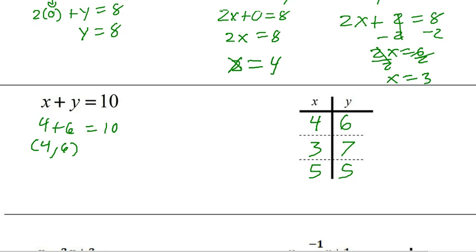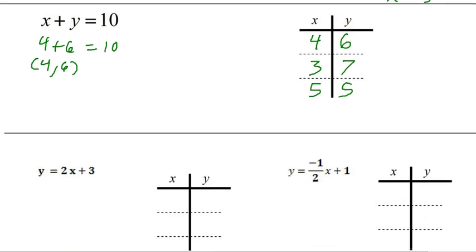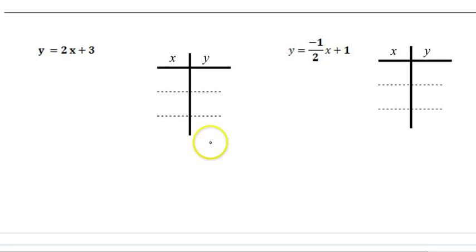Alright, there's 2 more. You may have different ones. You could have 5 and 5, 11 and negative 1, 15 and negative 5. You could sit there and just keep playing with them. There's a lot of them, but these are the total of 3 that I have found. These are all solutions to that equation. Alright, give these a shot.